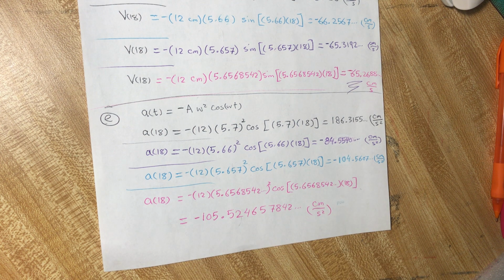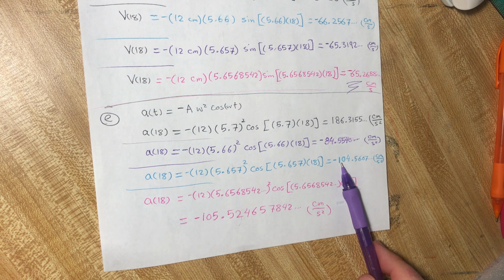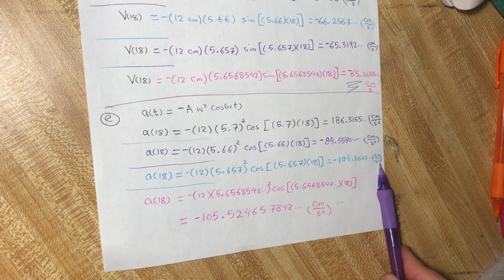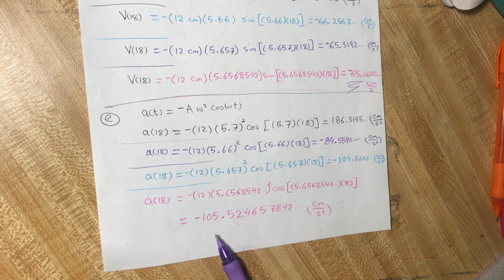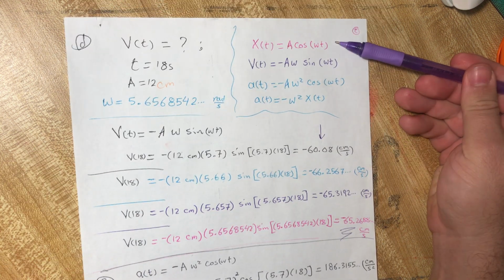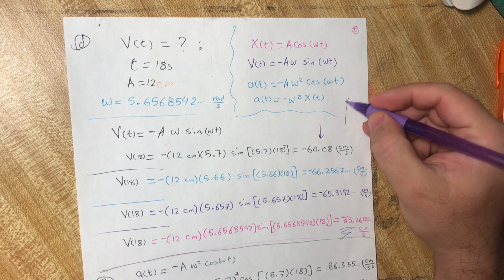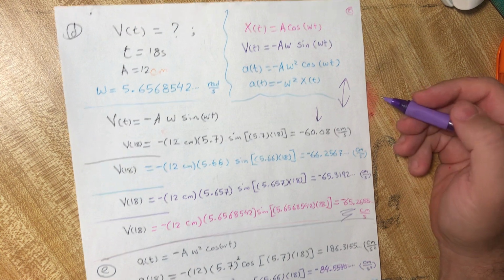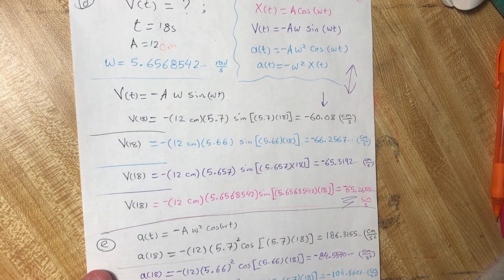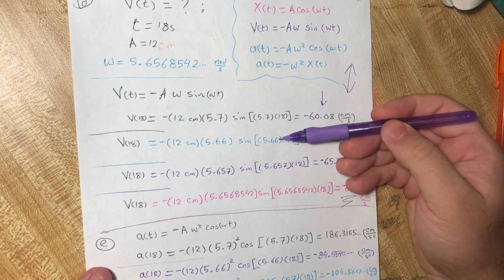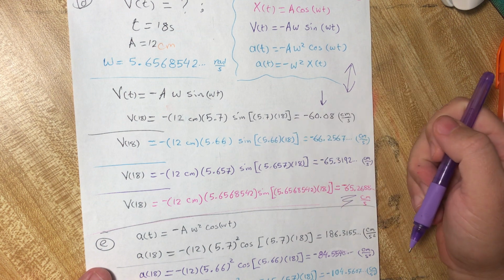Look at the third one. It is negative 104 centimeters per square second, and the most accurate value is negative 105.5 centimeters per square second. In this case, we find the position, the velocity, and the acceleration for a vibration system, but we need to be careful about the approximation for our value.